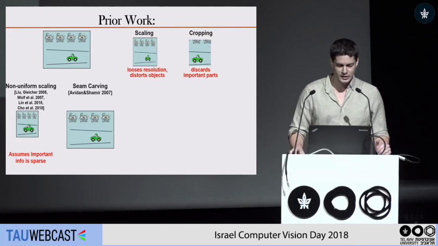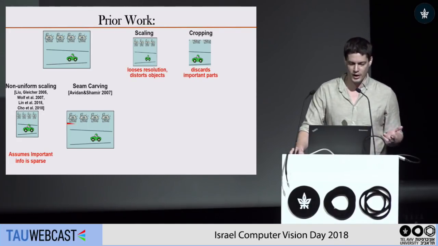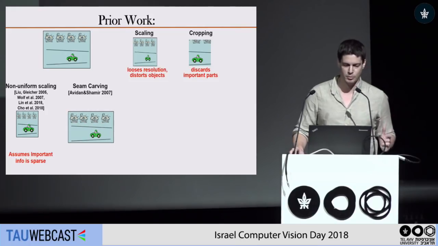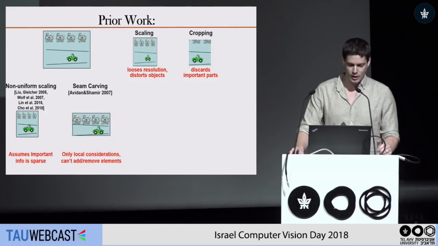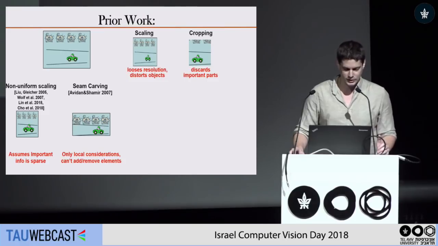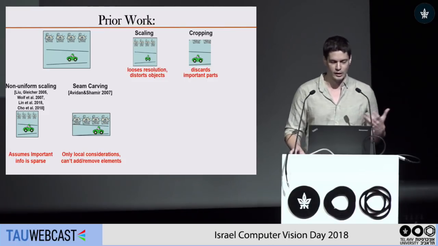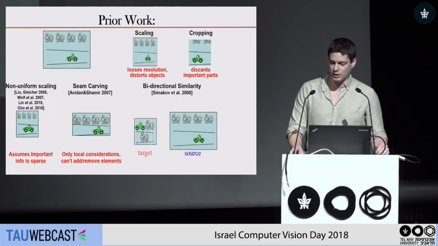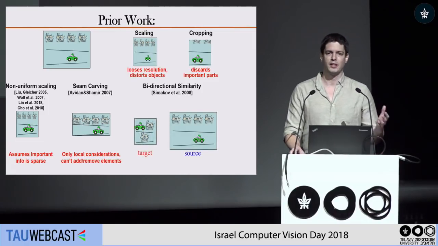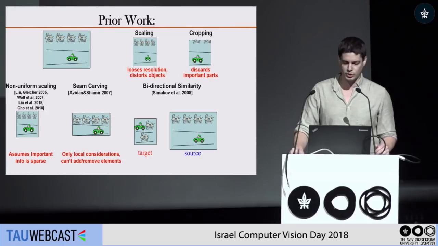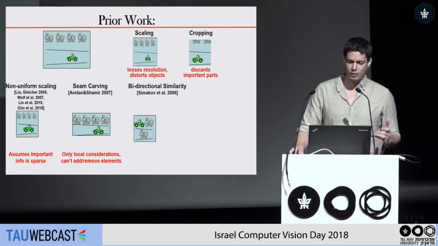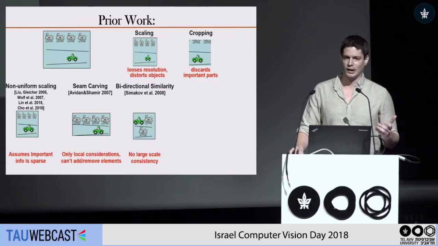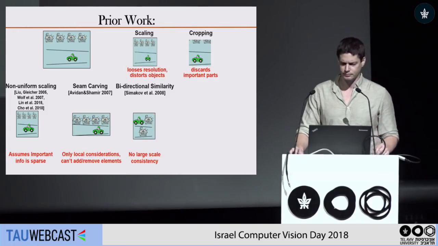Another possibility is seam carving, in which you remove or add seams of the least valuable information in the image. But this has only local considerations and it can't add or remove new elements in the image. The bidirectional similarity states that all the patches in the target image are supposed to also be in the source image and vice versa. But the bidirectional similarity lacks large-scale consistency.